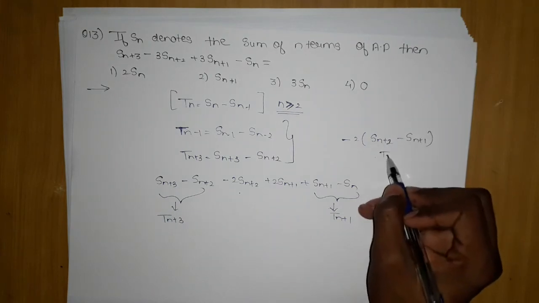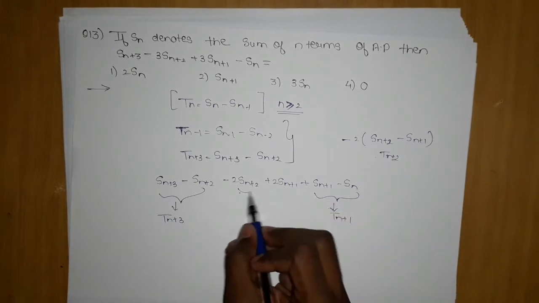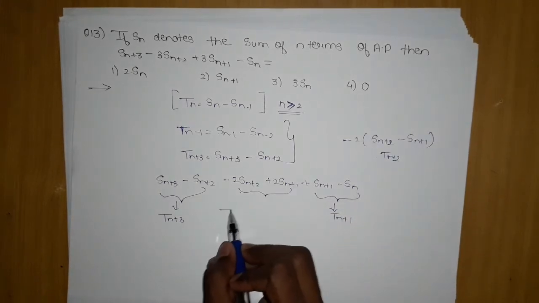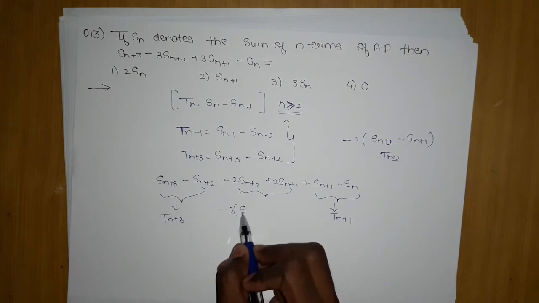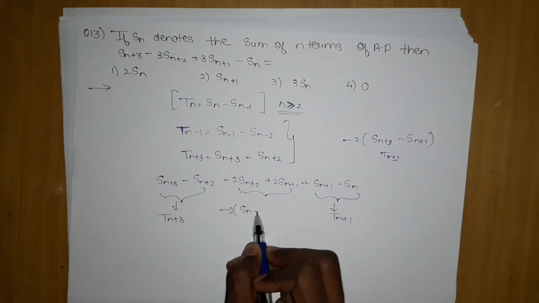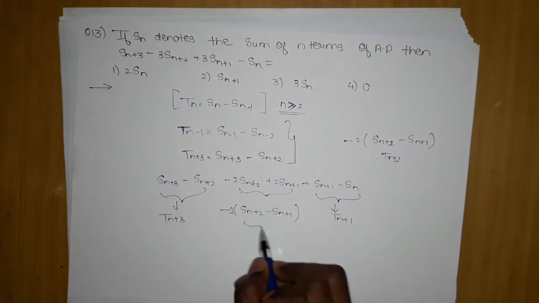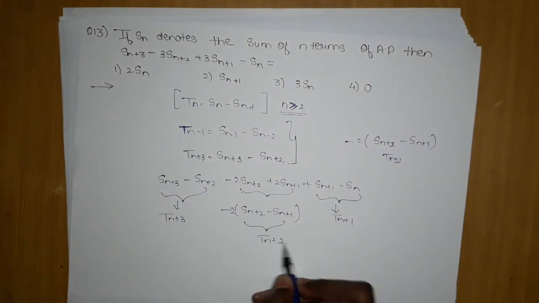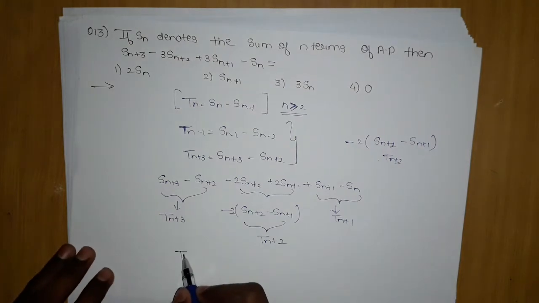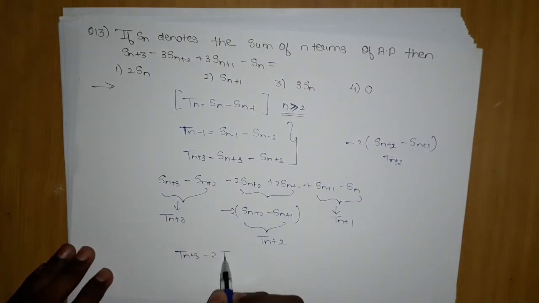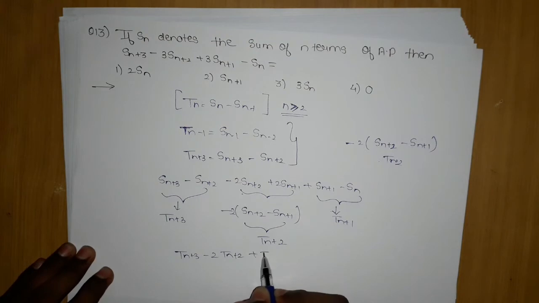Which will give me Tn plus 2. So if I take minus 2 outside like this, then this will become Sn plus 2 minus Sn plus 1, which will give me my answer as Tn plus 2. Okay, minus. So our final answer is Tn plus 3 minus 2 times Tn plus 2 plus Tn plus 1.